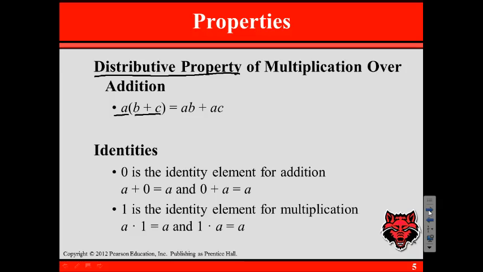A few more terms that need to be mentioned before we move forward are identities. We say that 0 is the identity element for addition, because when we add 0 to any number, it does not change the number. So 0 plus A or A plus 0 is still A. And 1 is the identity element for multiplication. A times 1, when we multiply by 1, it doesn't change the result. 1 times A, again, it does not change the original value.